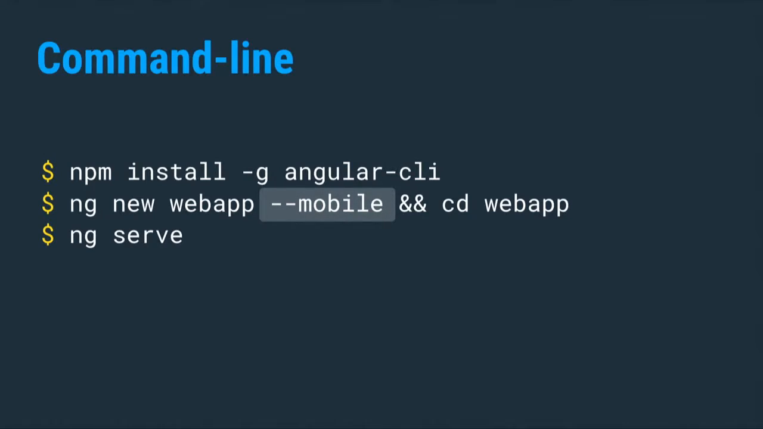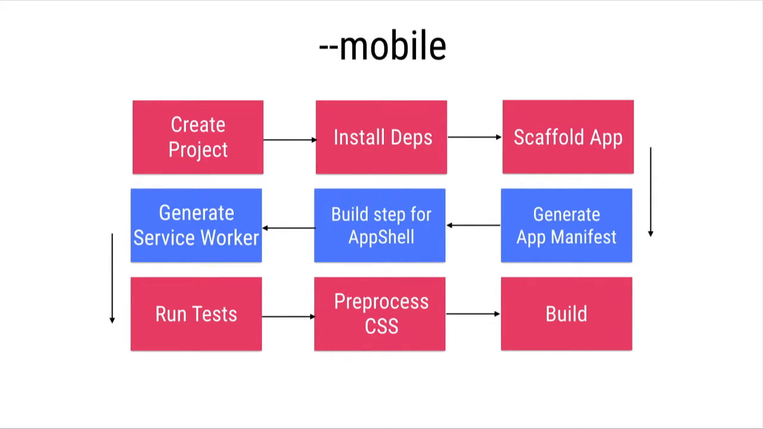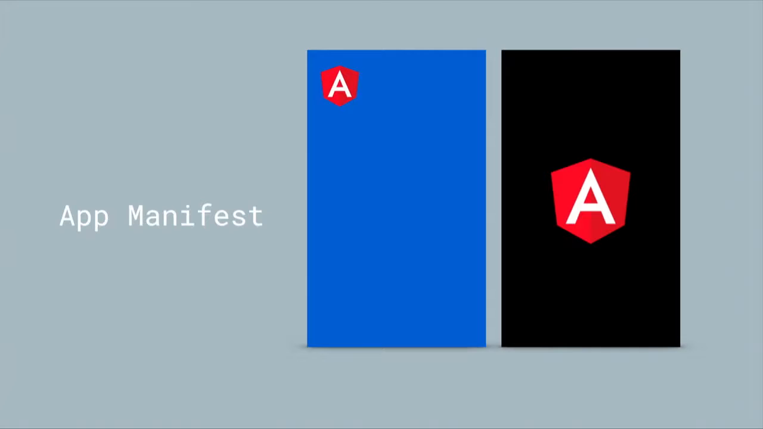Now, one thing to keep in mind is a new flag called mobile. Now, what mobile will give you is all of this. When you create a new app, it's going to give you a few extra things that help you make a progressive web app. Things like scaffolding you out a web application manifest, a build step to generate your application shell for your application's root component, and Service Worker support for application caching. So things like add to home screen are possible.